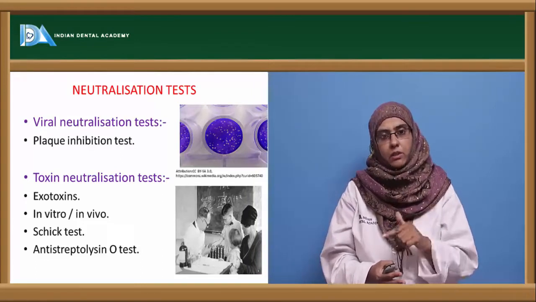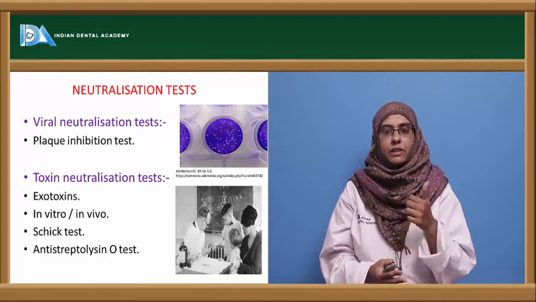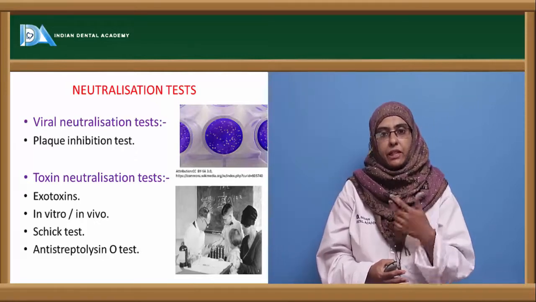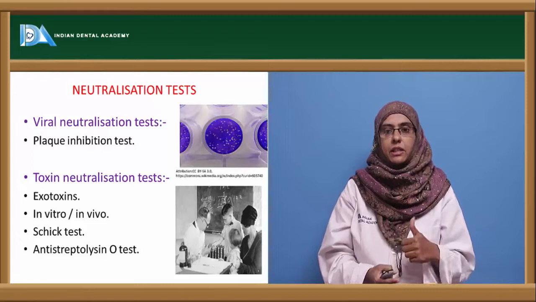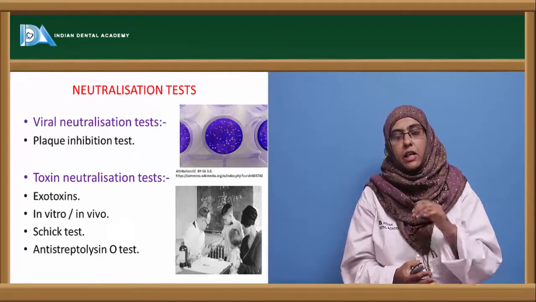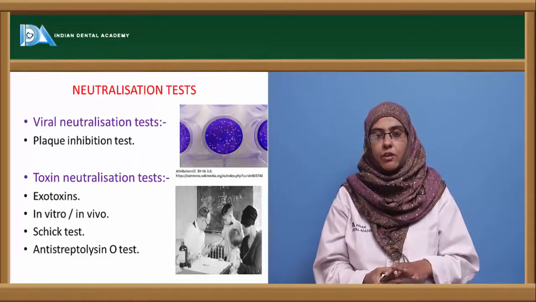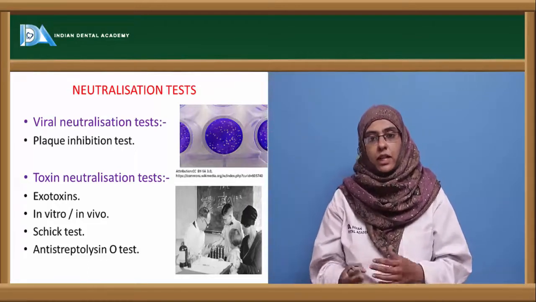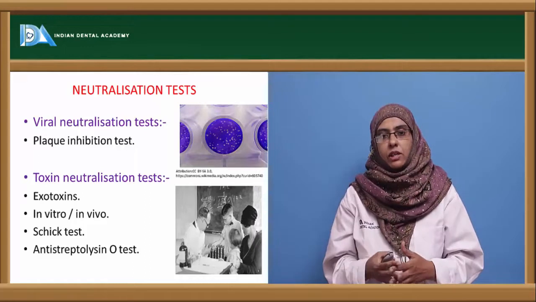Similarly, a toxin also has its pathogenic effect only after it enters the human cell. So we prevent the toxin and the virus from entering the cell by not allowing them to bind to the receptor on which they usually bind. This is called neutralization of viruses or toxins. There are two different tests involved in neutralization.